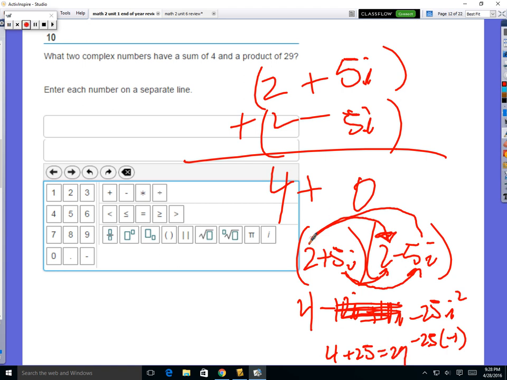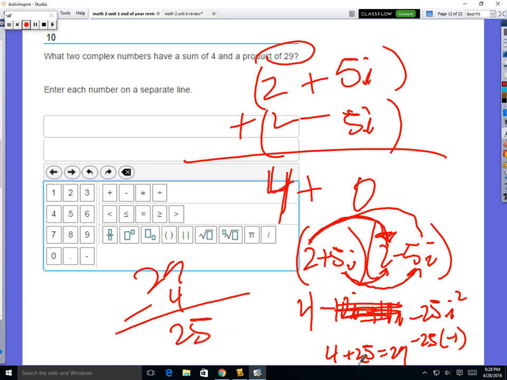So now if you remember, when you add them, the 2 plus the 2 is going to give you the 4. But when you multiply, 2 times 2 is going to give you 4. So if you take 29 and minus the 4, the other one's got to multiply to give you 25. And that will give you the hint that it's got to be 5 and 5.